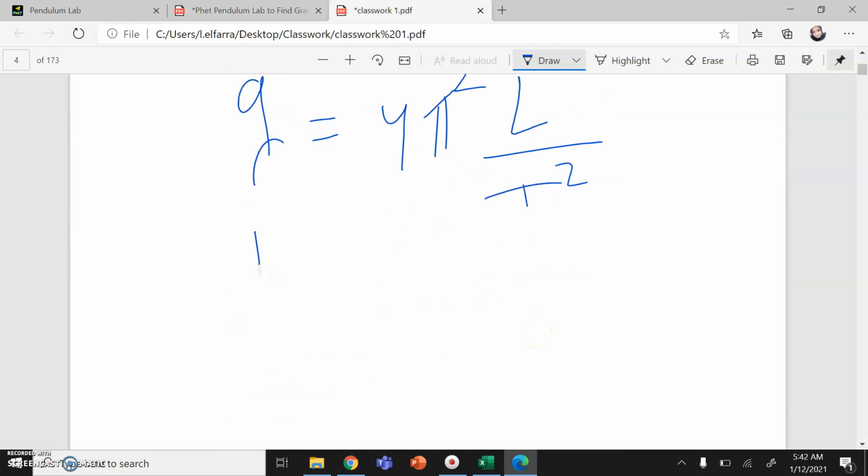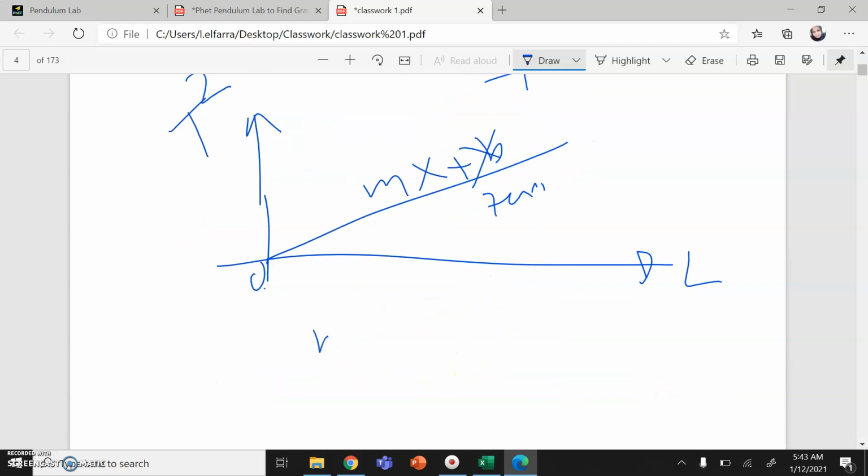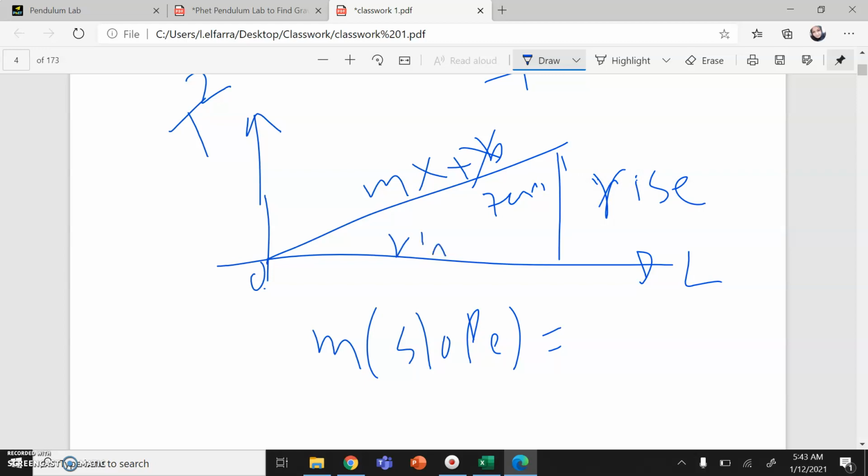T squared on the y-axis and L on the x-axis. You should get a straight line. This straight line has an equation, y equals mx plus b. b will be 0 because you started from 0. I know the slope m. The slope equals what? Rise over run. Rise means T squared. Run means L.